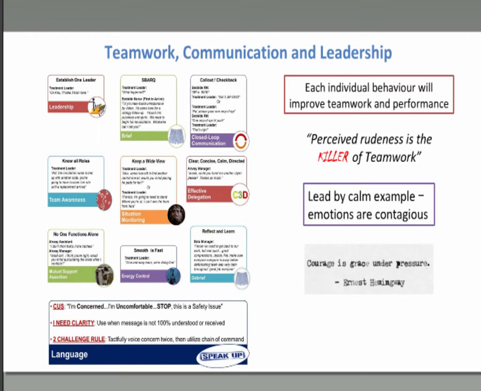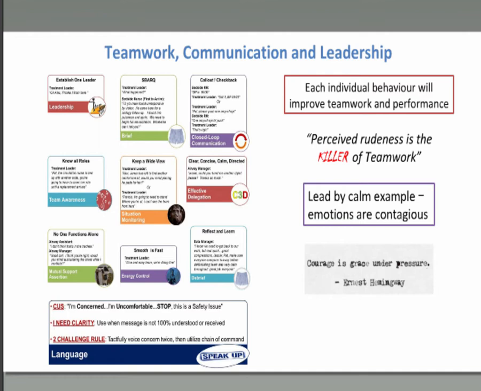The other part, third guiding principle is emphasis on teamwork, communication, and leadership. So here you're seeing a chart with a smattering of behavior principles. Many of those are TeamSTEPPS. It's actually a mashup of TeamSTEPPS for resource management and other couple of teamwork principles that we believe in.